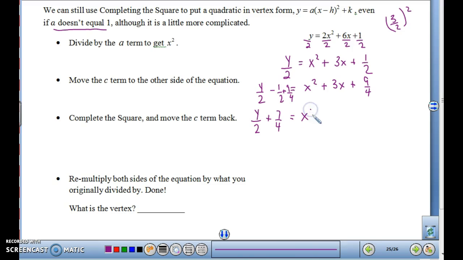X squared plus 3x plus 9 over 4 we know is going to factor as x plus 3 over 2 times x plus 3 over 2, which is x plus 3 over 2 quantity squared. So y over 2 plus 7 over 4 is equal to x plus 3 over 2 squared. Move the 7 over 4 back.